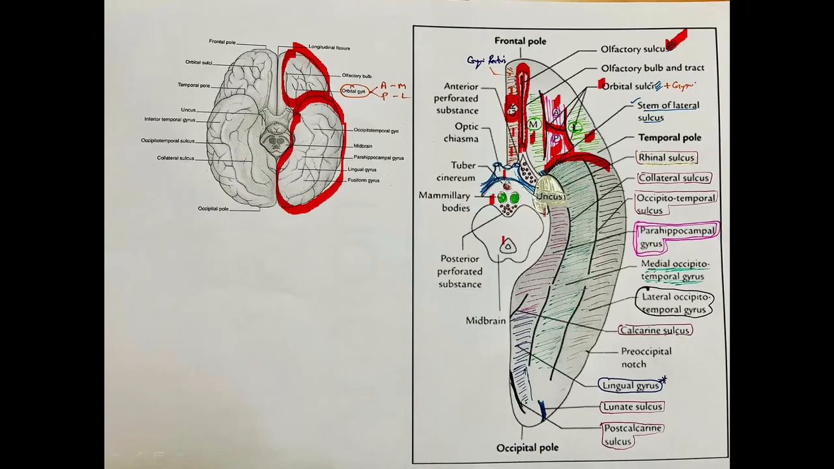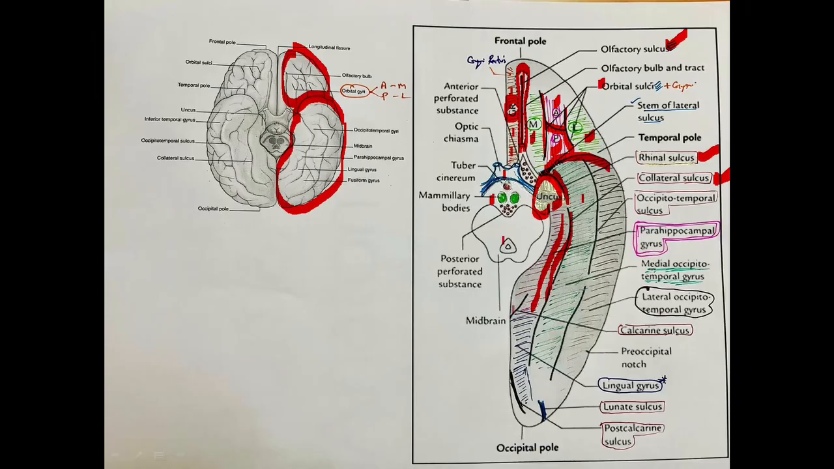Most medially we identify the uncus, separated by a sulcus called the rhinal sulcus from the medial occipitotemporal gyrus. The uncus itself continues downwards as the parahippocampal gyrus, and they are separated by an important sulcus called the collateral sulcus. Meaning, parallel to the uncus you have the rhinal sulcus, and below it continues as the collateral sulcus.